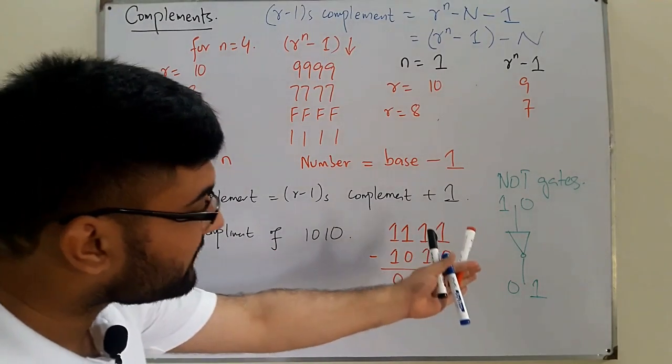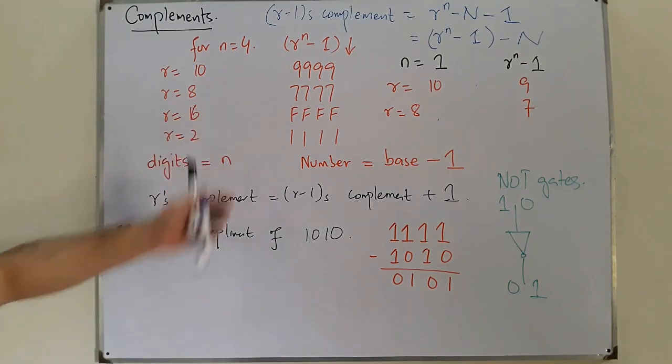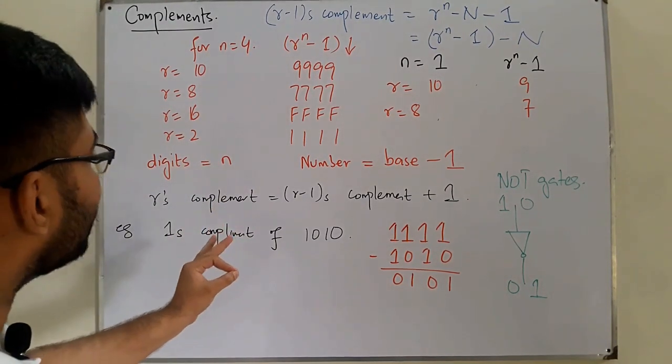Of the NOT gate. And I hope you are clear with this, how to find it. Now, 2's complement. How do you find a 2's complement?